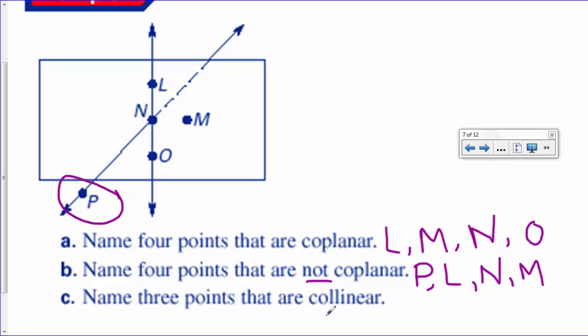Name 3 points that are collinear on the same line. That would have to be the 3 on the line shown, which are points L, N, and O.